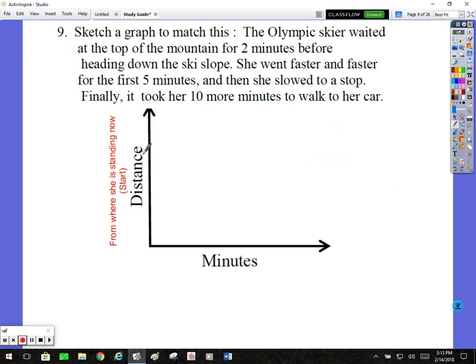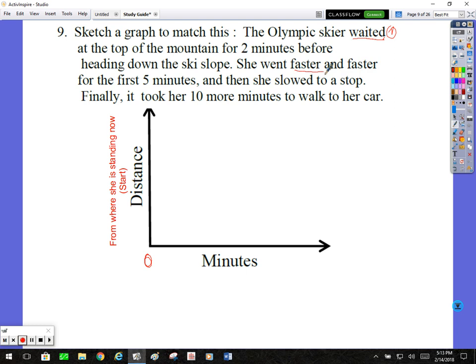This one is kind of confusing because we want to start at the top of the mountain. Well, according to this one, it's the distance from where she's standing now. Well, the distance she's standing now is at 0. So she's standing right here. So we want to draw some slopes to kind of match this up. Well, if I look up here, I see here's one slope. She stayed at the top of the mountain 2 minutes before heading down the slope.